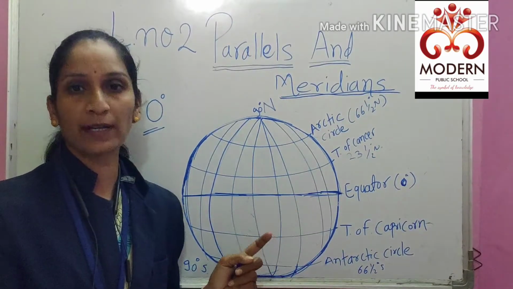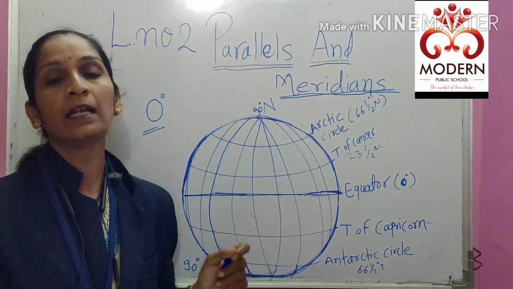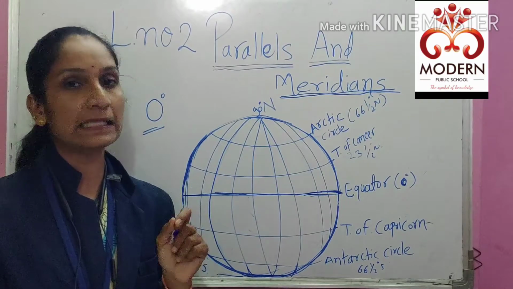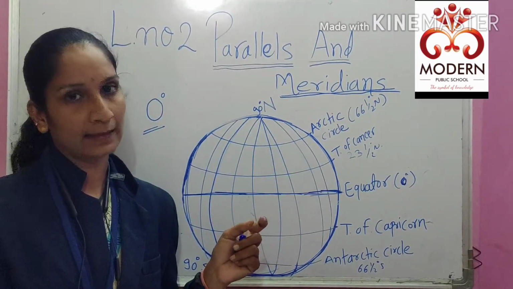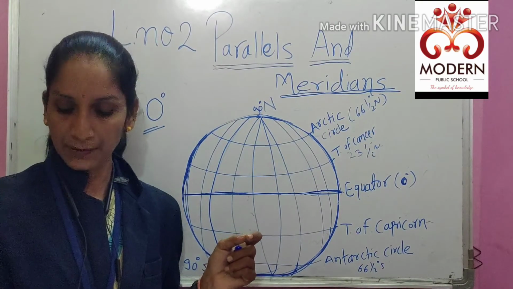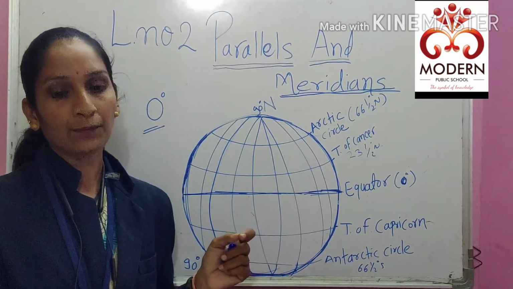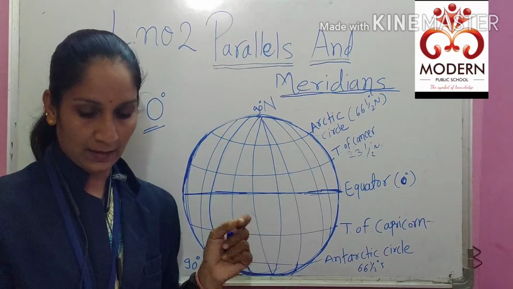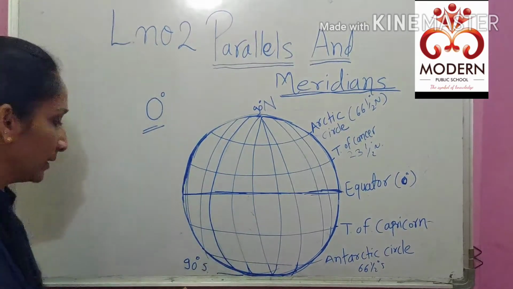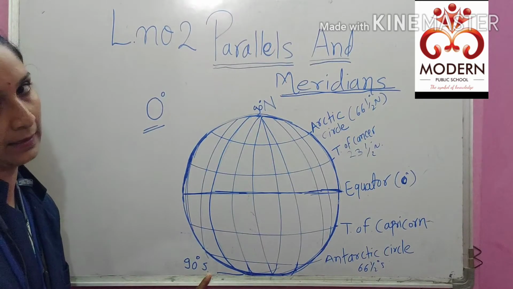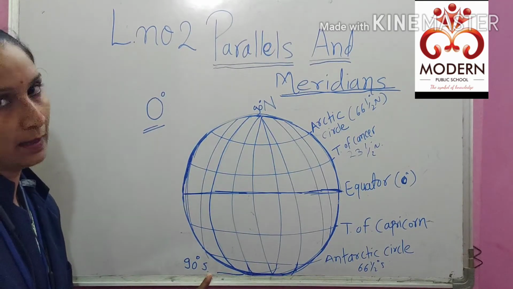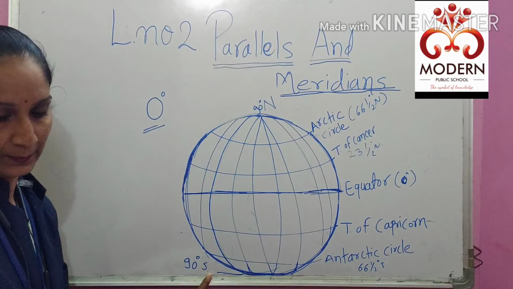Then a multiple choice question. The South Pole is written as: 90 degrees, 90 degrees south, or 0 degrees? Which one is correct? The South Pole is written as 90 degrees south. Option A is correct. So you have to write the multiple choice question also.